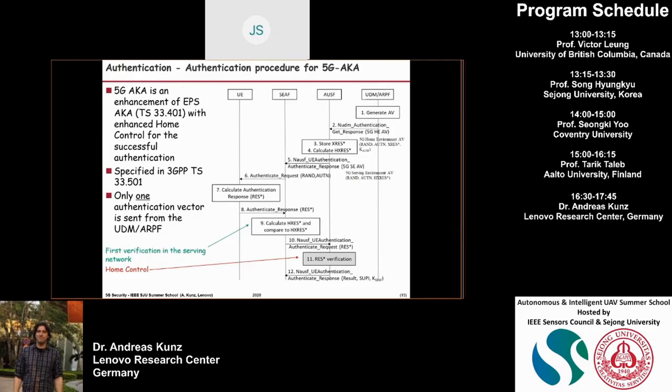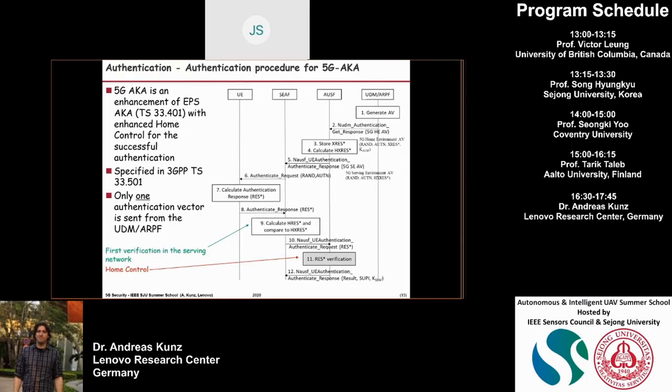This is the authentication procedure in case of 5G AKA. This is basically based on the 4G procedure, EPS AKA, but it has the enhanced home control, which was missing in 4G. So this procedure is specified in 33.501. And one other difference to 4G is that you only provide one authentication vector to the AUSF for one authentication run.